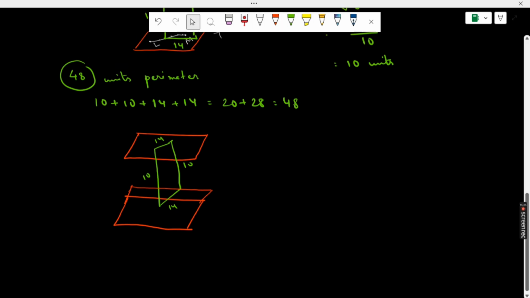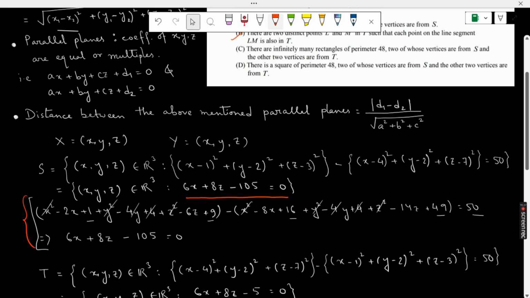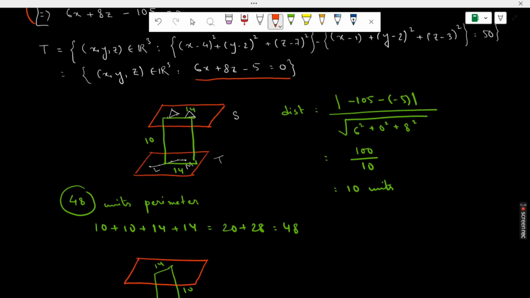So you can say that there are infinitely many rectangles of perimeter 48, two of whose vertices are from S and two of whose vertices are from T. It is correct because the first 2 points are from S and the second 2 points are from T. You can clearly see this.